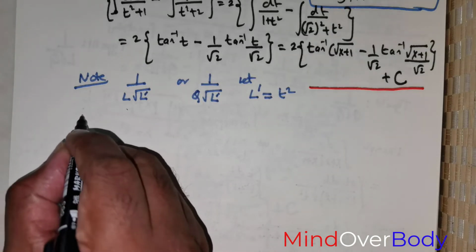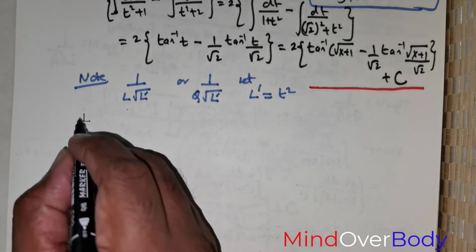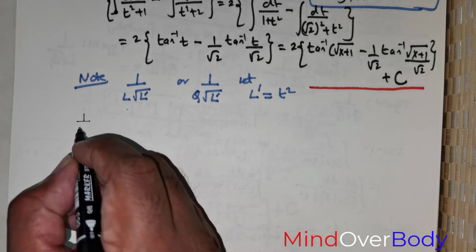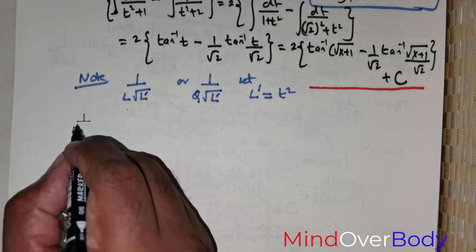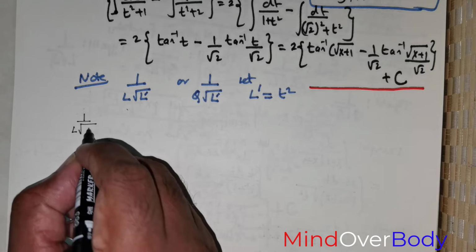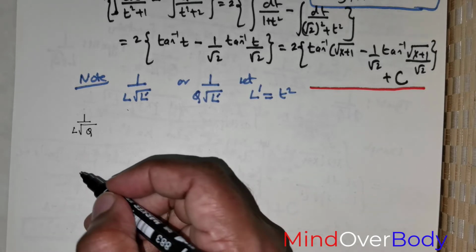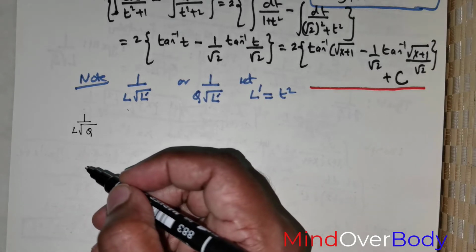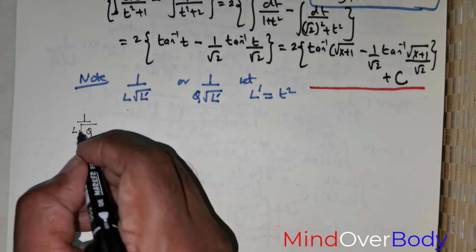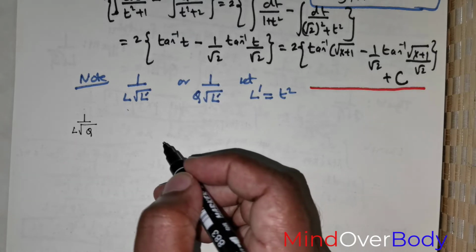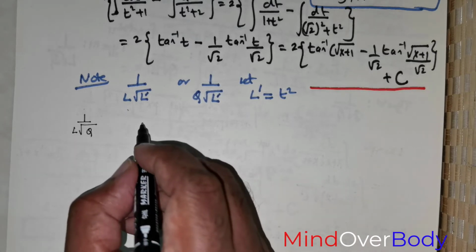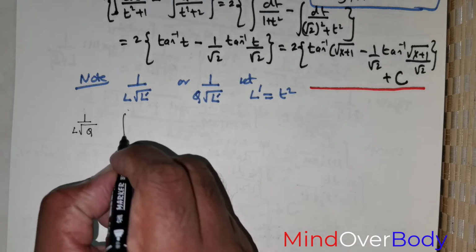Students, in this type we would be given integrals of this fashion: 1 over a linear times root of a quadratic function, or a system of this fashion. Now you will have to make a substitution. So let us for example take this question.